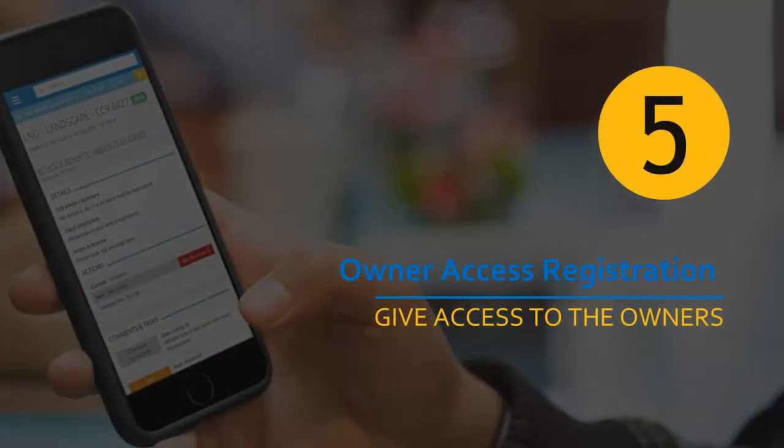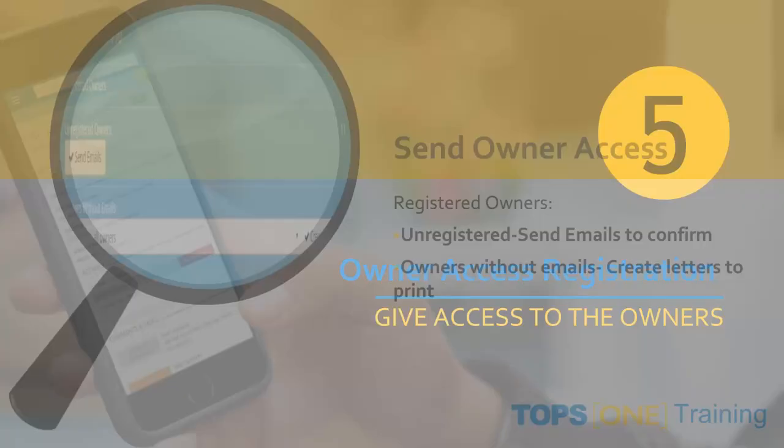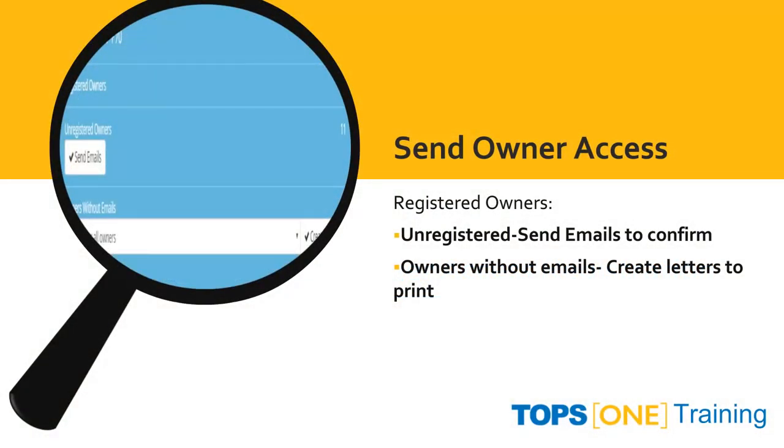Chapter 5. The owner access registration, giving access to the owners. Under admin in the owner access registration, you can send the owner access emails in mass. When you click on the owner's KPI bar, you can send unregistered owners emails to confirm their access. You can also print and create letters for owners without emails in the system to encourage registration.